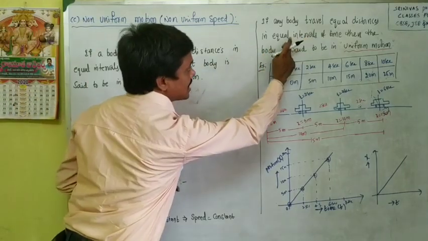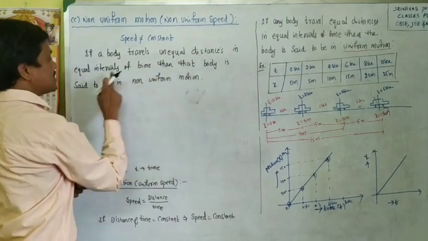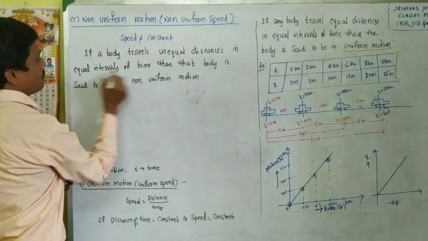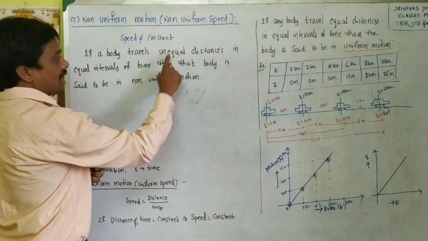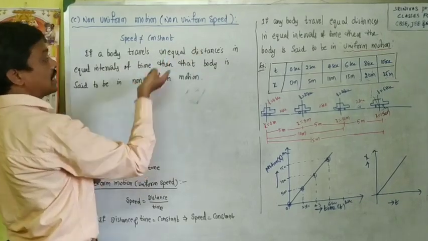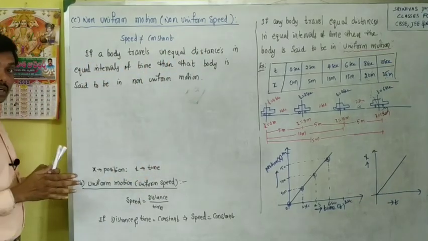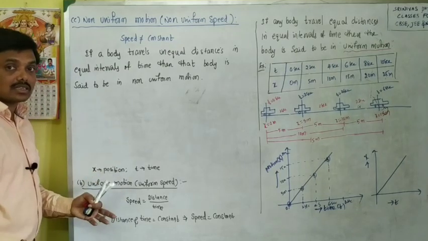Okay, here what is happening? Equal distances in equal time means uniform speed. Unequal distances in equal time, that is non-uniform motion. Okay, remember that. We should not say unequal distance in unequal intervals of time. We have to say unequal distances in equal intervals of time.